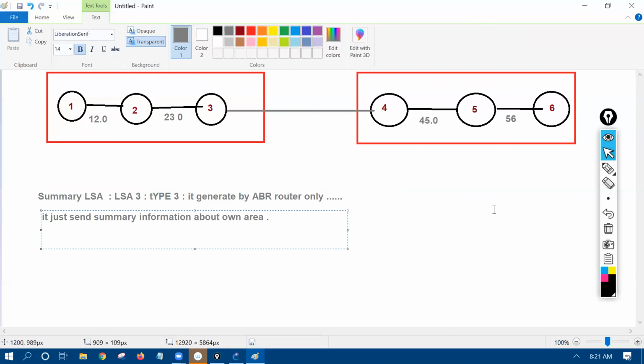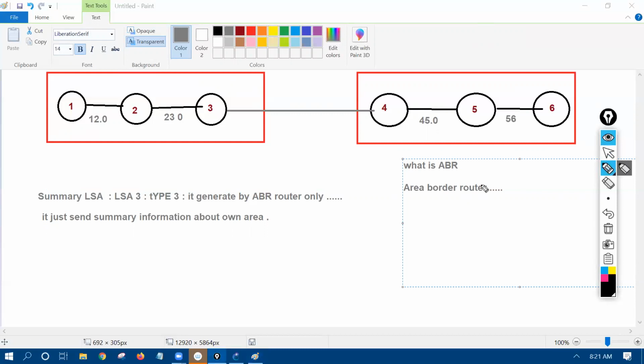Now the question is, what is ABR? ABR stands for area border router. What's the meaning of border? Border means a kind of connectivity between two areas. That's the meaning of border.